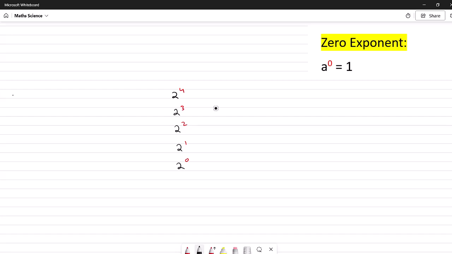Now let's simplify them. What is 2 to the power of 4? It's just 2 times 2 times 2 times 2. So you have 4 of these 2's getting multiplied. So 1, 2, 3, 4. Okay, so you get 4, 8, 16. So you get 16 here.